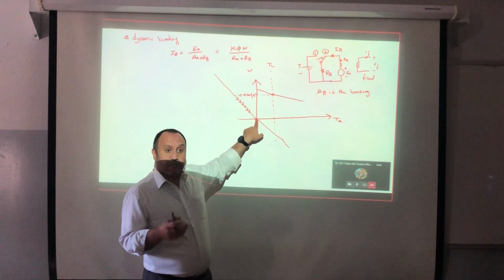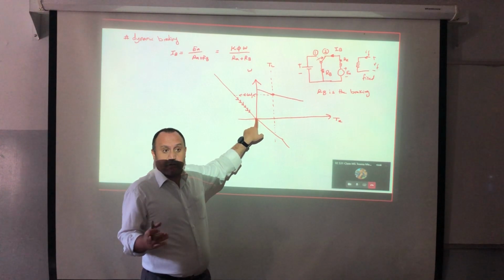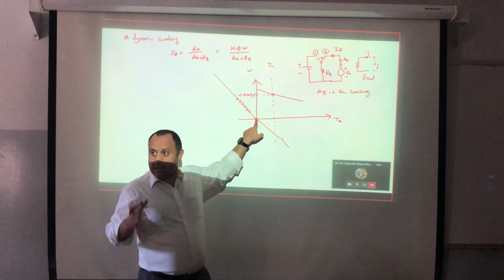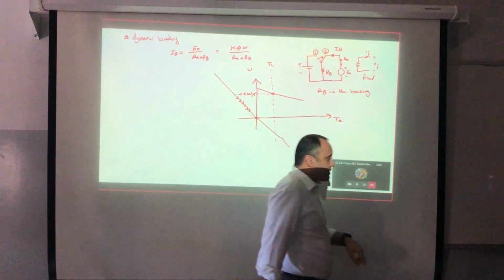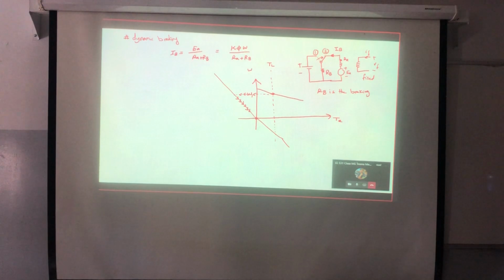Why? Because at this point, the torque equals 0 and omega equals 0, so there's no power. Standstill. So simply at this point, I can stop the machine if I'm disconnecting the load. At this point, T equals 0 and omega equals 0. So if the load torque is disconnected, then the machine will stop.